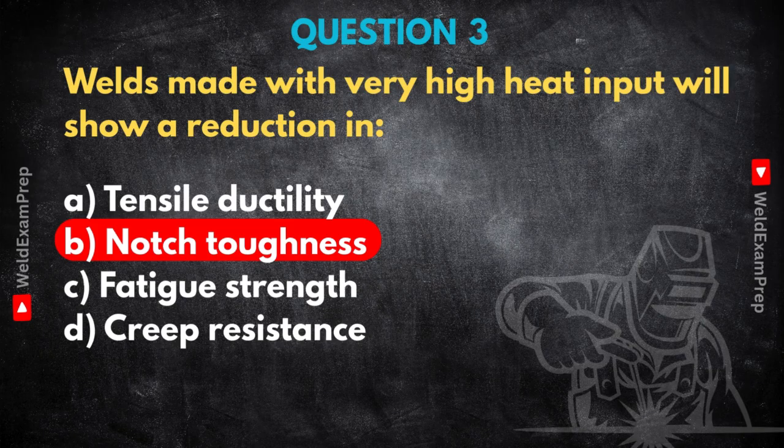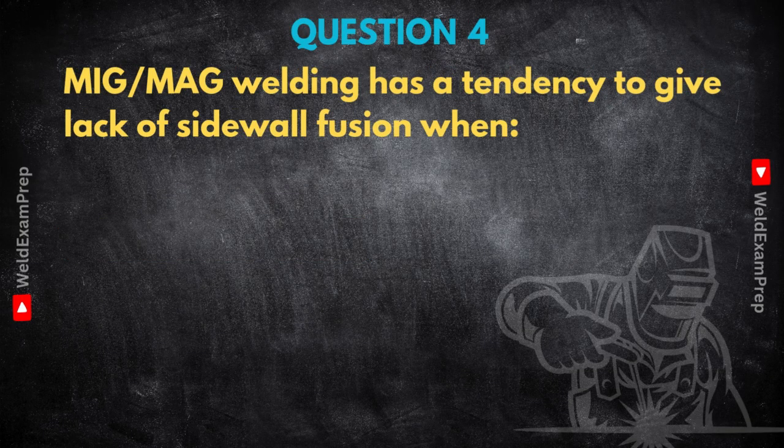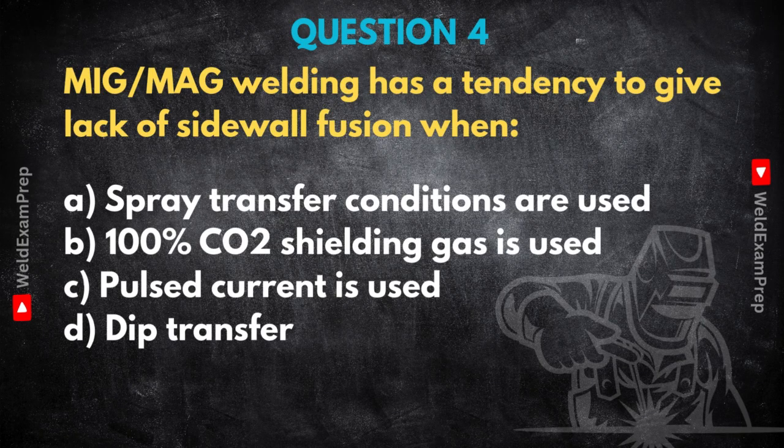Okay, speaking of delicate balances, let's hone in on MIG-MAG welding now, another workhorse process, but with its own particular quirks. Question 4. MIG-MAG welding has a tendency to give lack of sidewall fusion when which condition is met? A, spray transfer conditions are used. B, 100% CO2 shielding gas is used. C, pulse current is used. Or D, dip transfer. Which transfer mode is the usual suspect here?